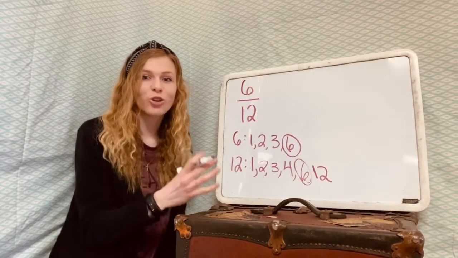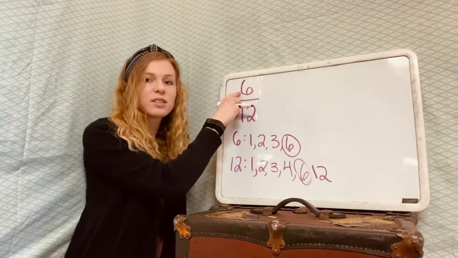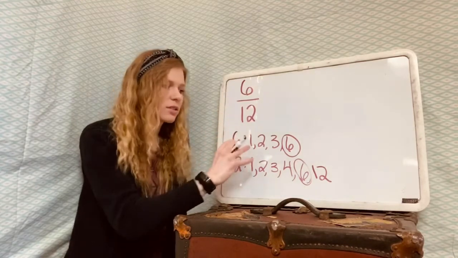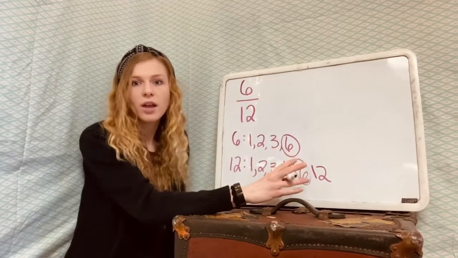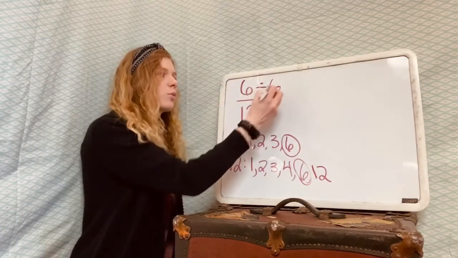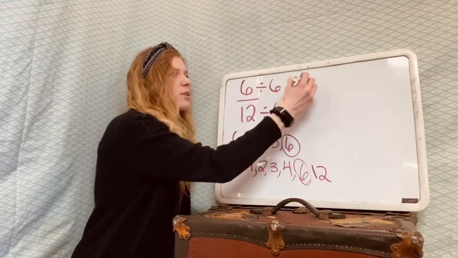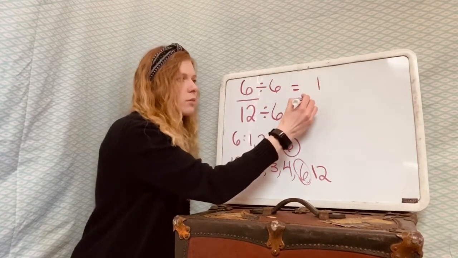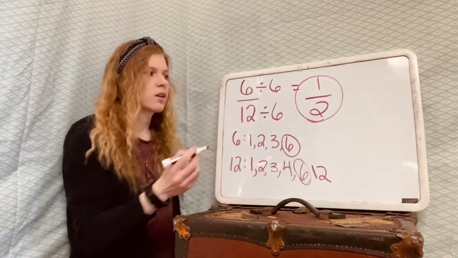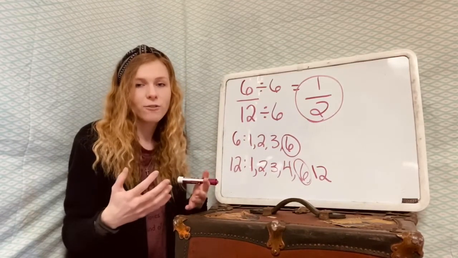Since 6 is their greatest common factor, I'm going to divide 6 by 6 and 12 by 6. Remember, this is a list of everything that they're divisible by, so I know that I can do this for both of them. Whatever we do to the top, we do to the bottom when changing a fraction. 6 divided by 6 gives me 1. 12 divided by 6 gives me 2. 6/12 is the same thing as saying 1/2.